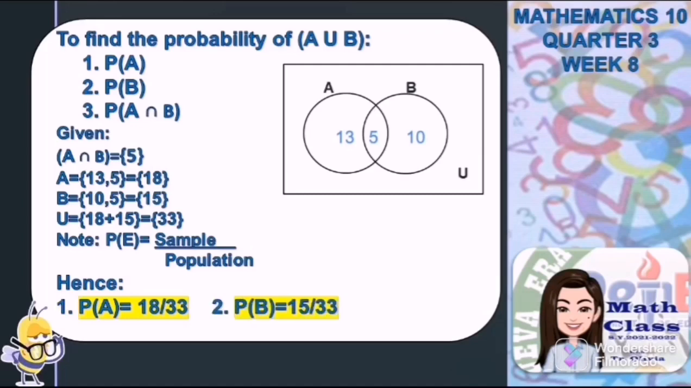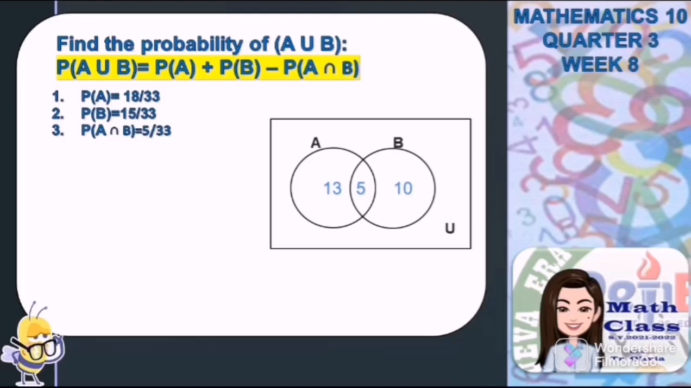For number 2, probability of B is equal to 15 over 33. Meaning to say, we have 15 elements that are present in set B over 33. And for the probability of the intersection of A and B, by substitution, we have 5 over 33. So 5 is the common element that is present in both sets.